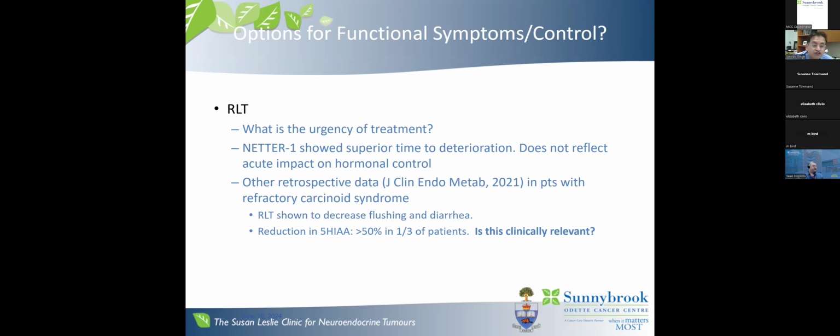NETTER-1 showed superior time to deterioration, as I showed you, but they didn't show an impact on hormonal control. However, when we look at other retrospective data in patients who had refractory carcinoid syndrome, RLT was shown to decrease flushing and diarrhea, which are symptoms of functional disease in neuroendocrine cancers, and was able to reduce the urinary 5-HIAA, which is a breakdown product of serotonin, specifically in these patients. Is this going to be a clinically relevant way for us to treat these cancers?